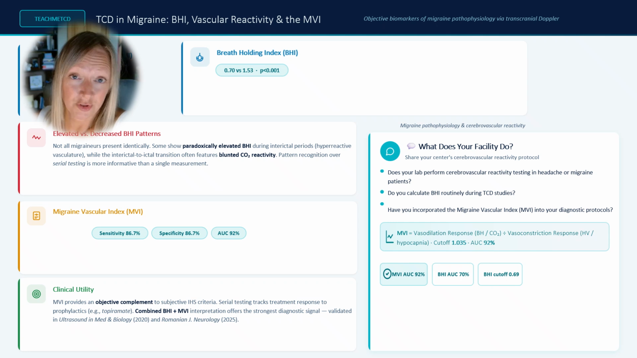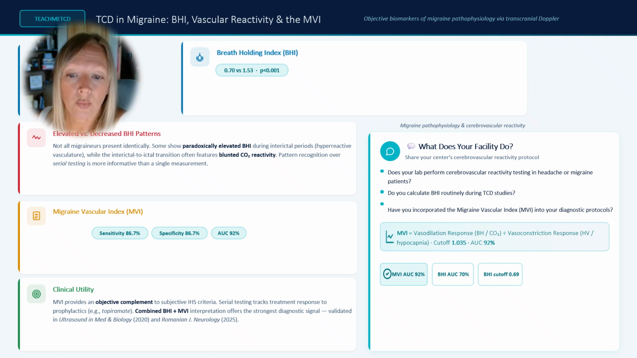Moving along to your TCD vasomotor reserve exams, your breath holding index. There are reports of exams being performed for migraine. What does your facility perform? Do you do a TCD vasomotor reserve breath holding index on your migraine patients? And what is the cutoff threshold? Do you say a breath holding index greater than 1.1 is elevated, is suggestive of migraine? Do you say a decreased breath holding index is suggestive of migraine?